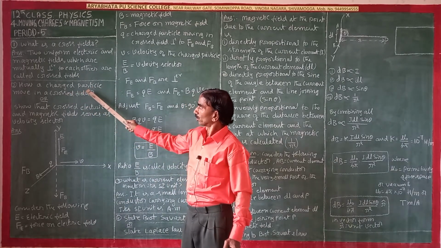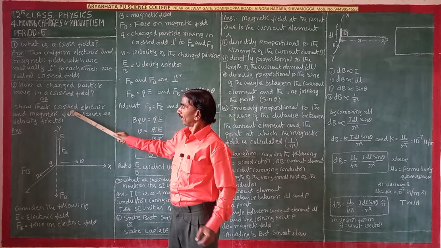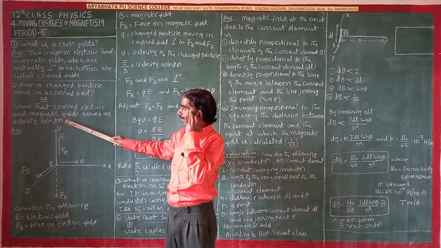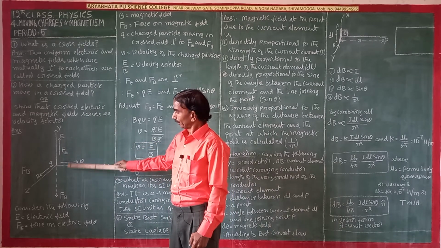How does a charged particle move in a crossed field? Show that crossed electric and magnetic fields serve as a velocity selector. Write on this diagram.